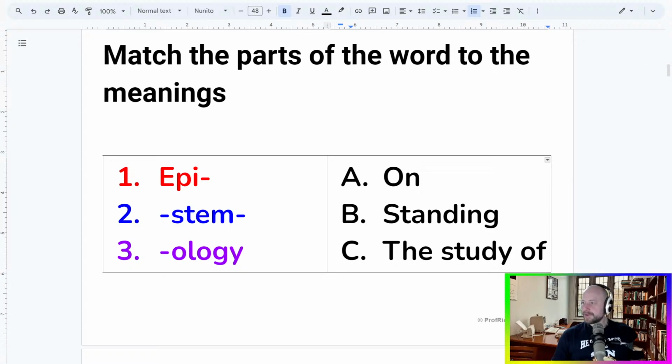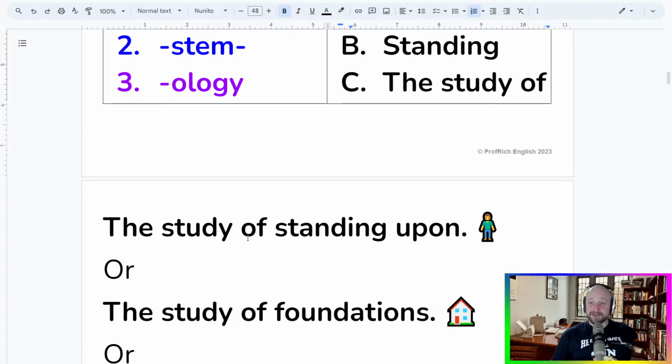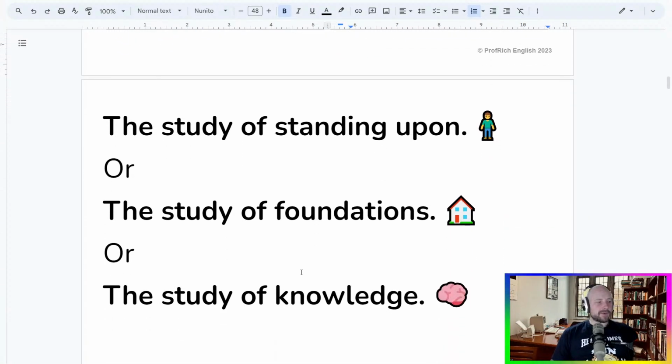So we put that together and we have on standing, the study of. If we break that down a bit, we could say it's the study of standing upon, or the study of foundations. Foundations is the base, what we stand upon. For example, the floor. Or, for example, if you build a house, you need to build the foundation first. So what is the house upon? What do we stand upon? Of course, what it means is the study of knowledge.